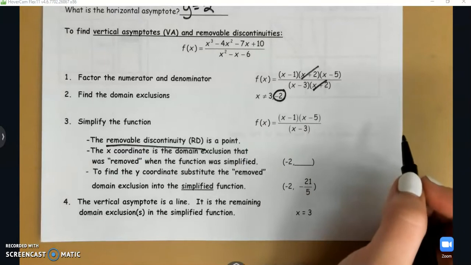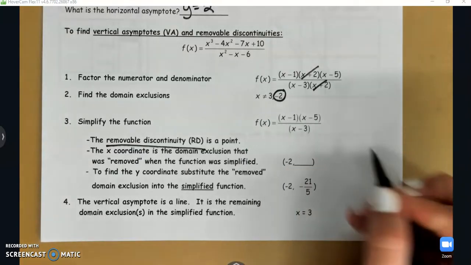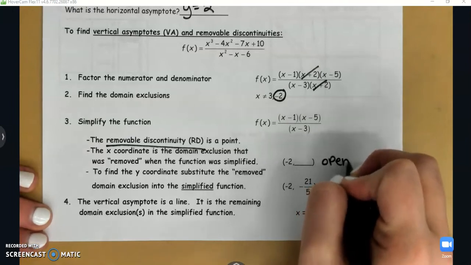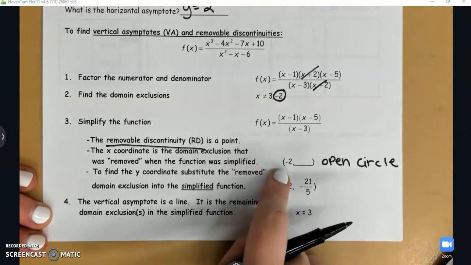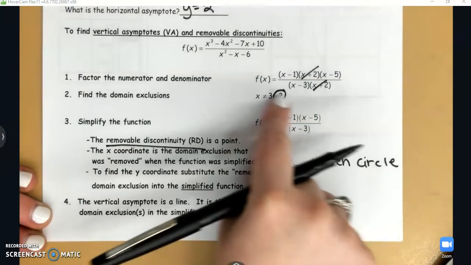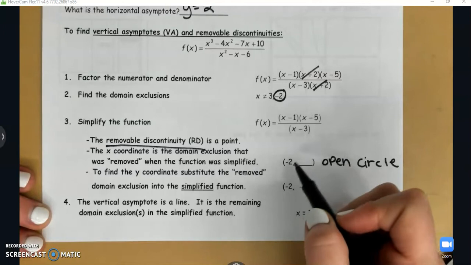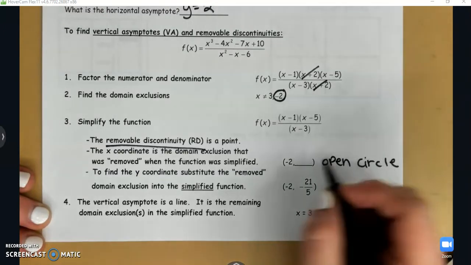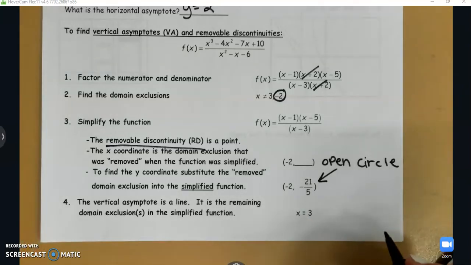I can cancel my common factor x plus 2 to get that removable discontinuity, and what that's going to end up being is an open circle or a hole in our graph. So negative 2 is the x value. You find the y value by plugging in negative 2 to your now simplified function. So after I've canceled those x plus 2's, here's my simplified function, and if I plug negative 2 in here, I'm going to get negative 21 over 5. So here's my removable discontinuity. It's an open circle on our graph.